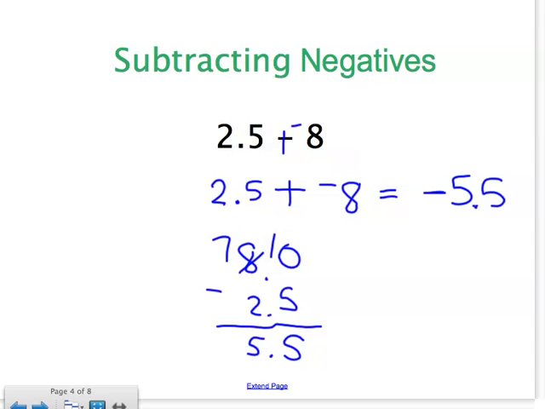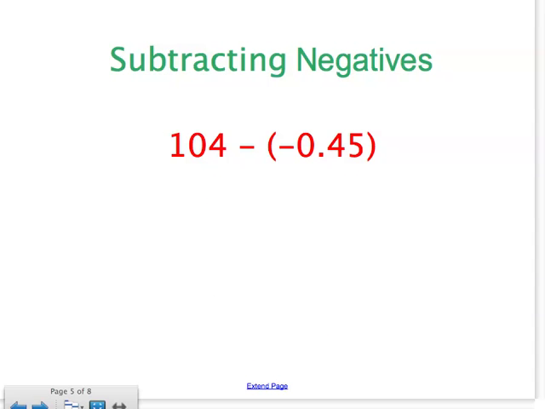All right, let's try another one. Again, we have subtracting negatives because 0.45 is not an integer, it's a decimal. So we're going to do our keep, change, flip. We have 104 that we're going to keep. We have our minus sign that we're going to change to a plus sign. And I'm going to flip that negative 0.45 to a positive 0.45.